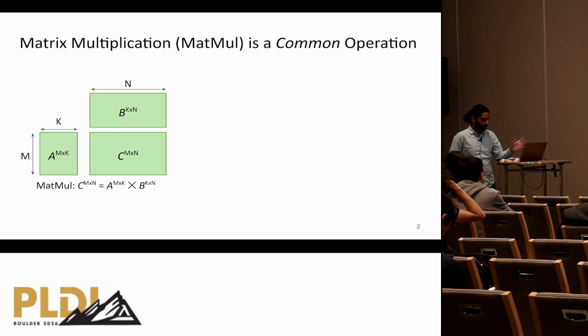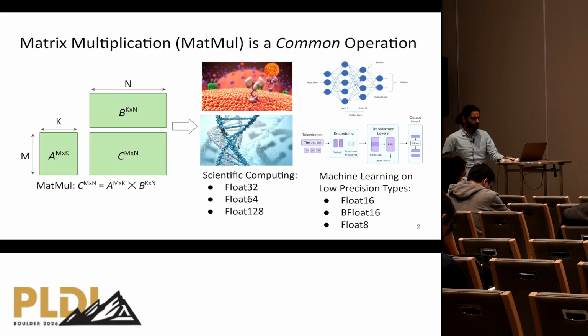So we are going to represent this matmul with these three sizes, m, n and k. And it's a very common operation. We see it being used in scientific computing, where we have large float bitwidths, and also in machine learning, where we care about smaller, low precision types.